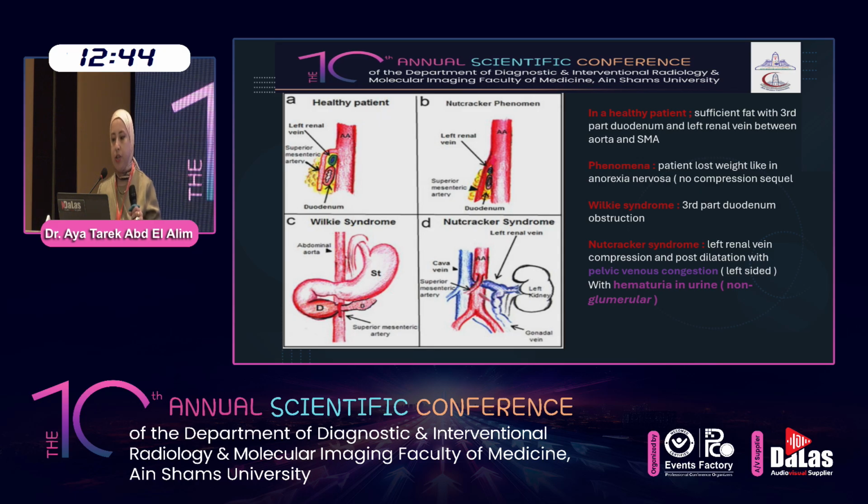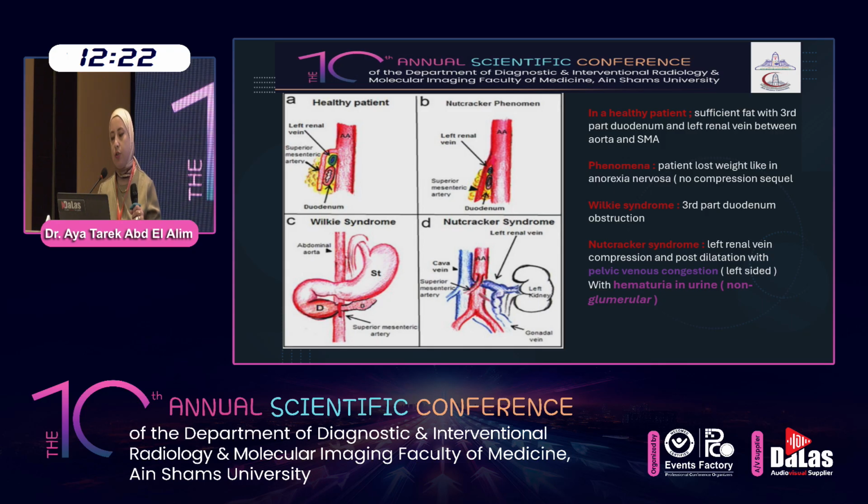In a healthy patient, sufficient fat with the third part of the duodenum and the left renal vein is seen between the aorta and superior mesenteric artery. In the nutcracker phenomenon, the patient lost weight like in anorexia nervosa, with no compression sequelae or clinical symptoms. Wilkie syndrome is characterized by third part duodenum obstruction and dilatation.